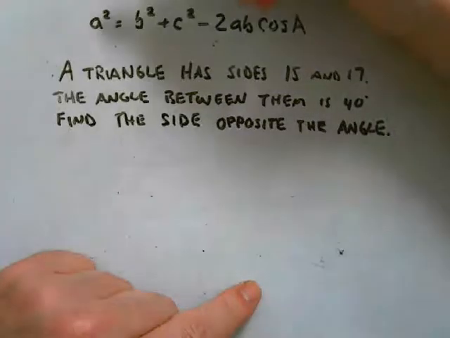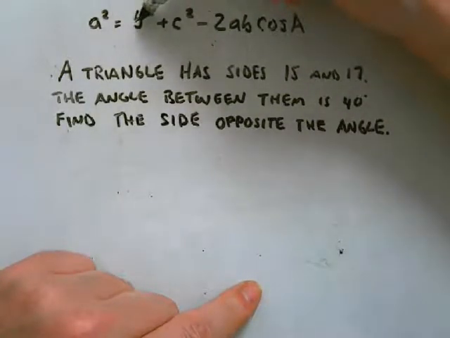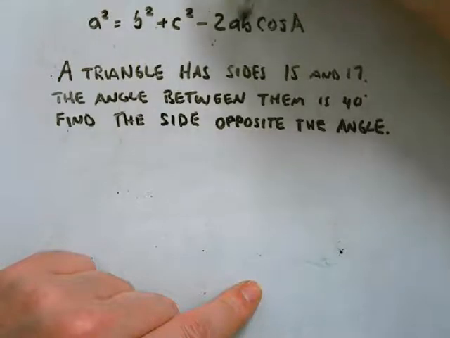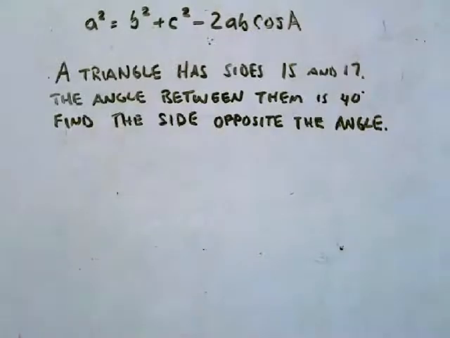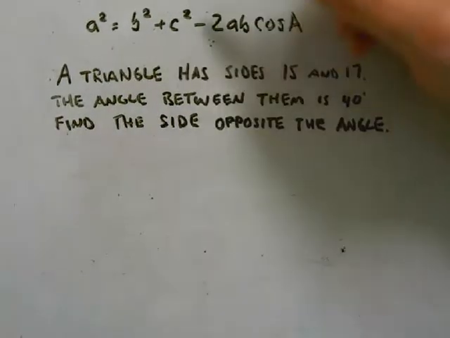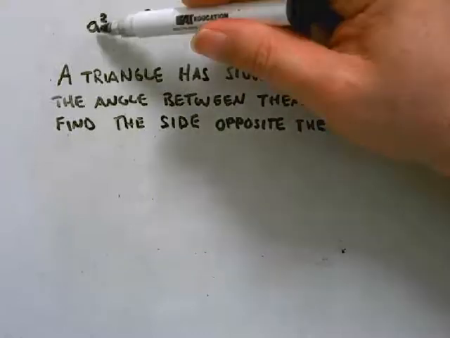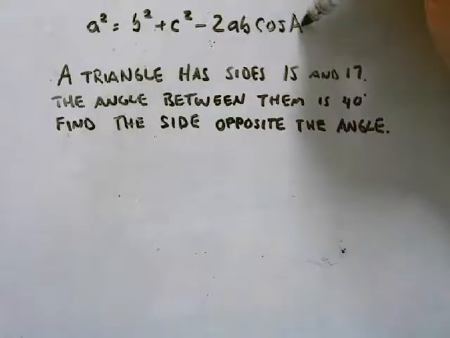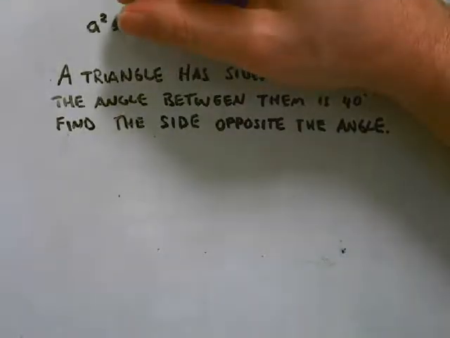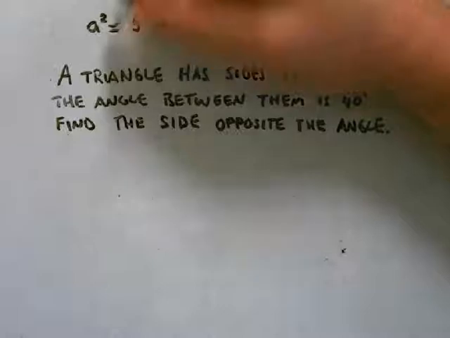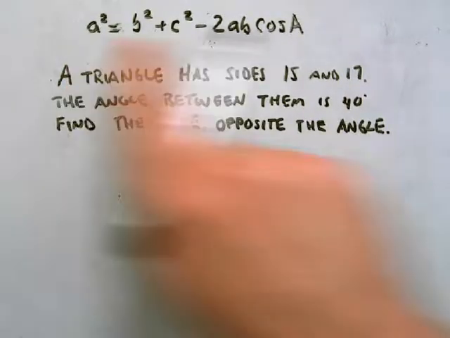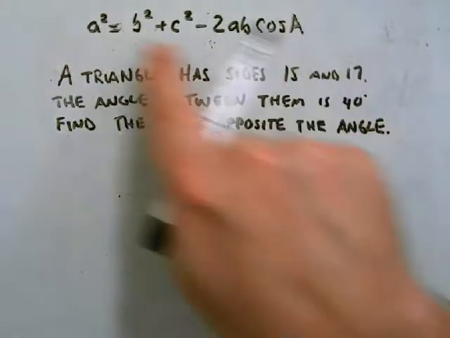The law is a squared equals b squared plus c squared minus 2bc times the cosine of A. Now, basically what you see there is the B and the C sides are the sides that you have, and the A side and the cosine of that angle are the ones that are together. So the A is over here by itself on this side. So whatever this angle is here, it's the cosine of that angle here. And the other two are the adjacent sides.